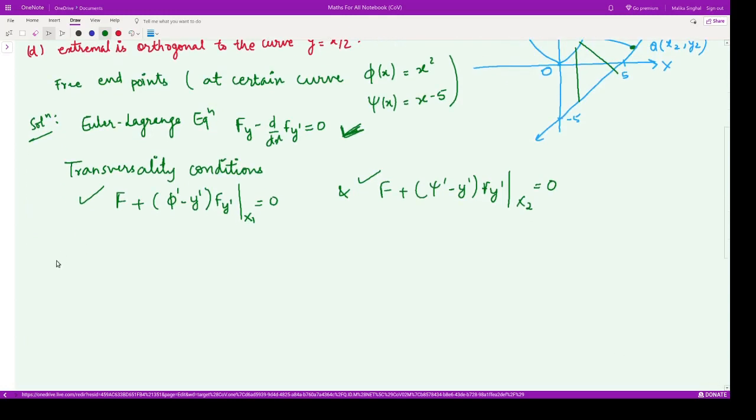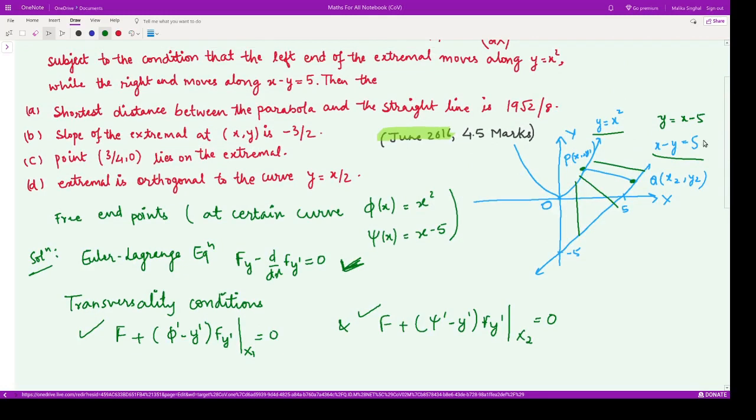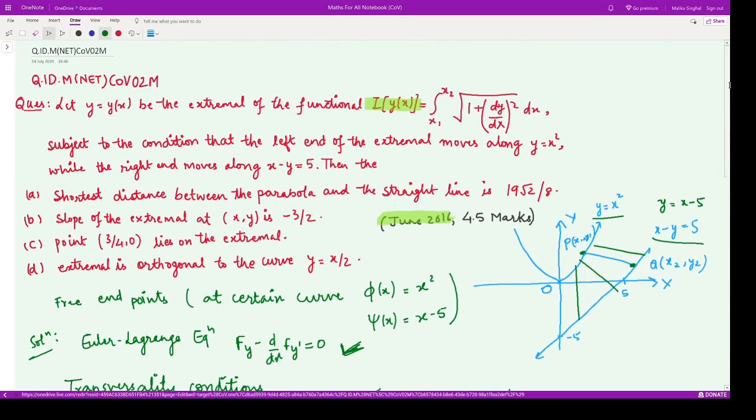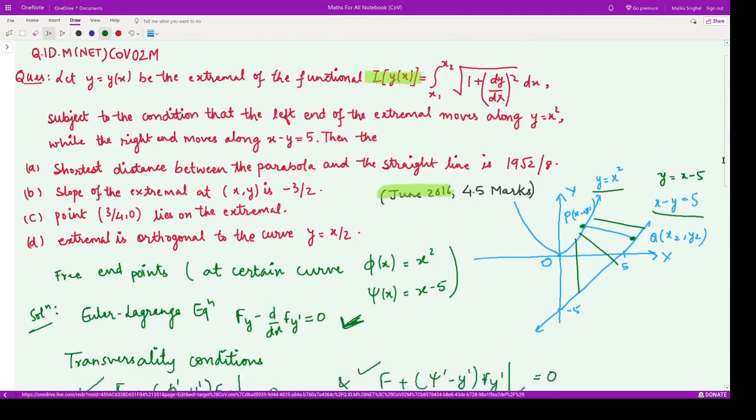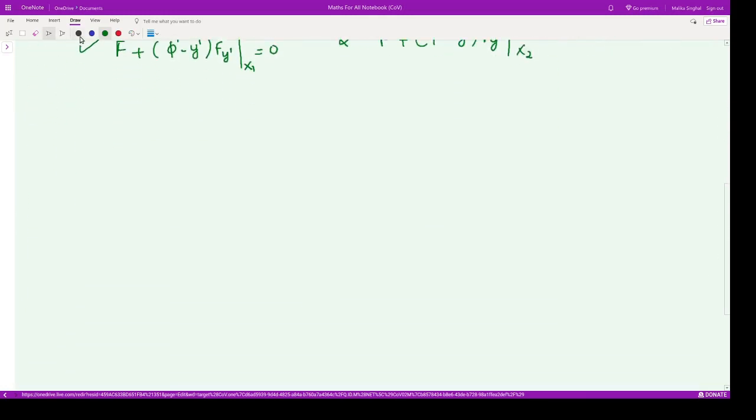First of all, what is the given functional in this case? The given functional is basically this distance function, and we need to minimize it. So let us do that. So in our case, what is F? F is the square root of 1 plus y dash squared. So let us substitute this in Euler's equation. So we have F_y is 0 and F_y' as y dash divided by the square root of 1 plus y dash squared.